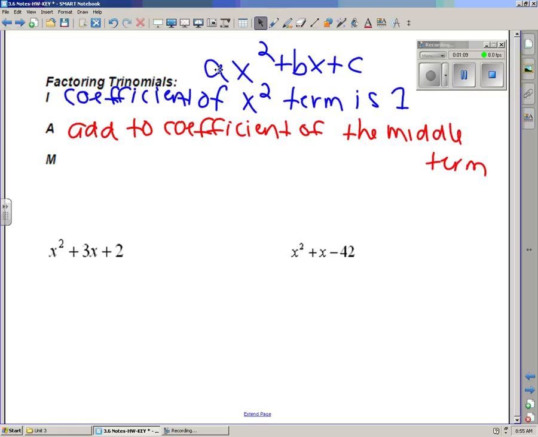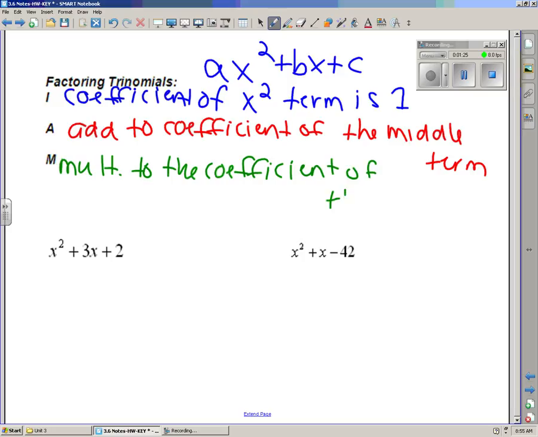And then what happens is for the M, that stands for multiply. And what we're trying to do here is find a number that's going to multiply to the coefficient of the last term.